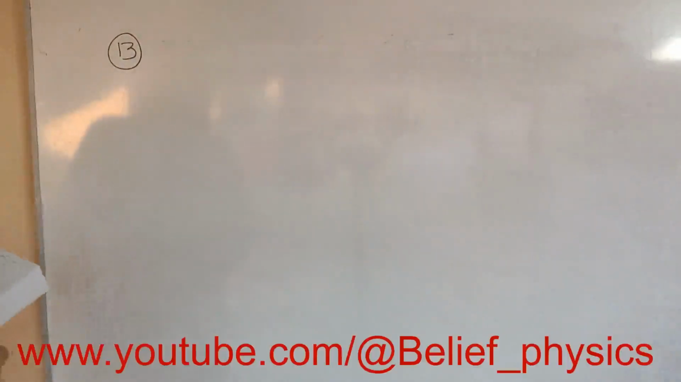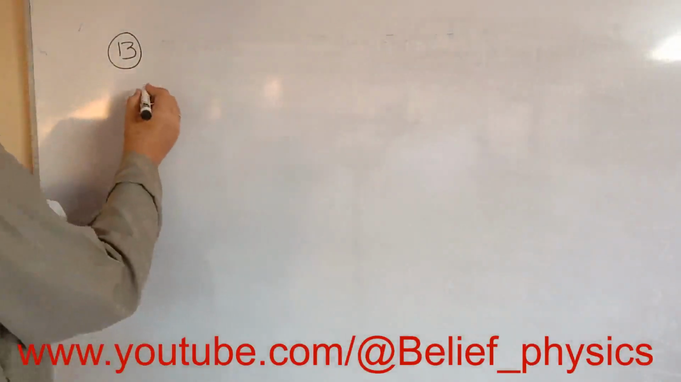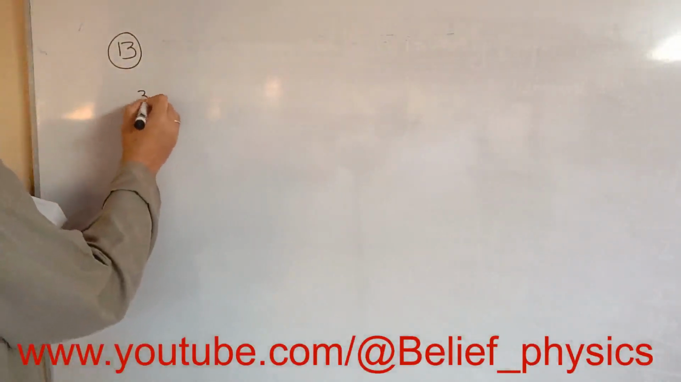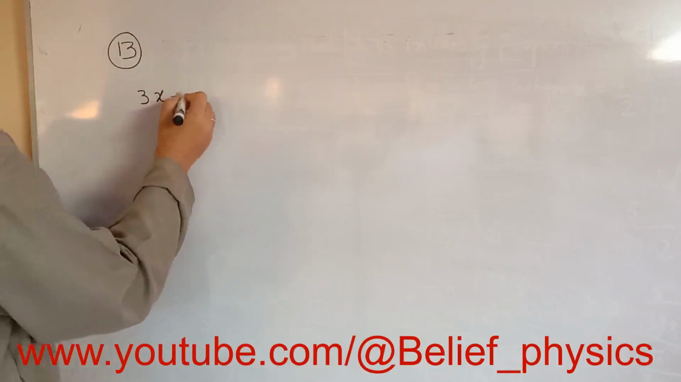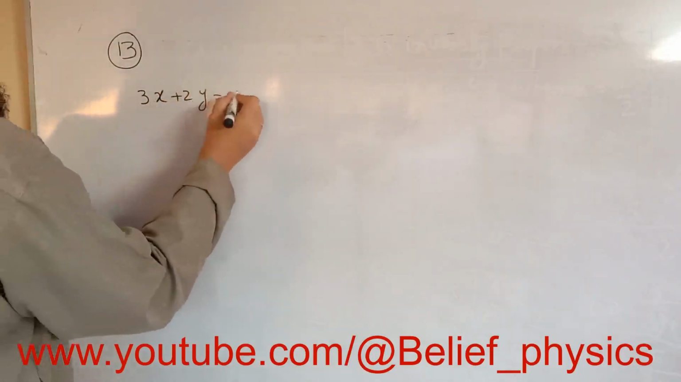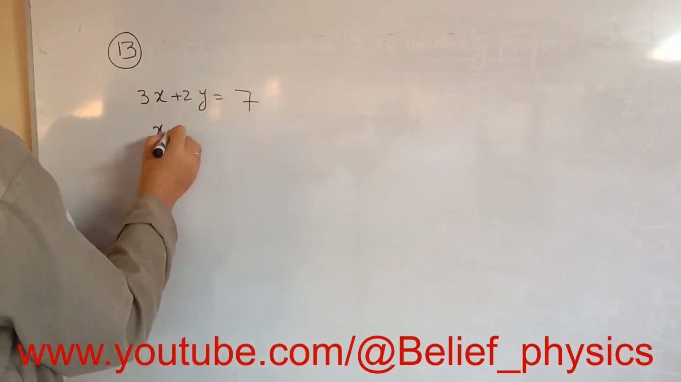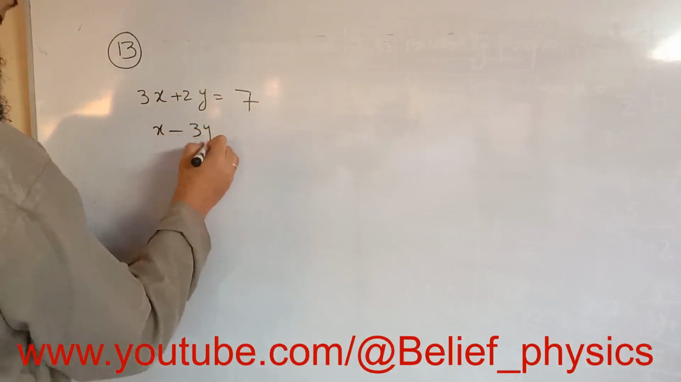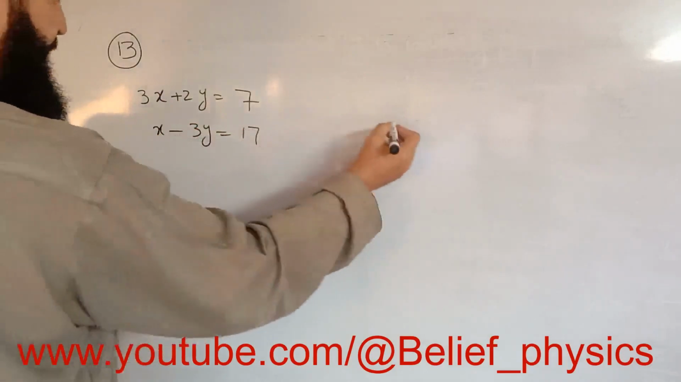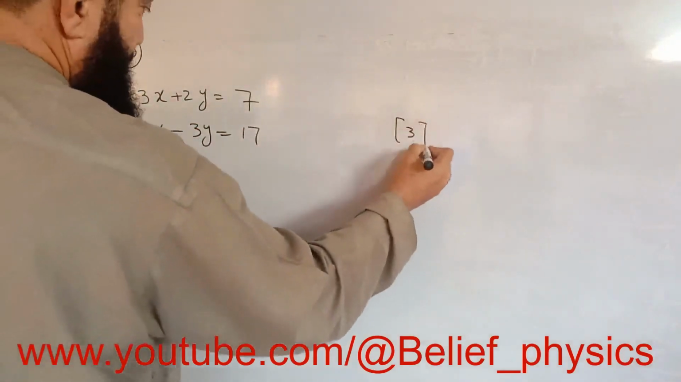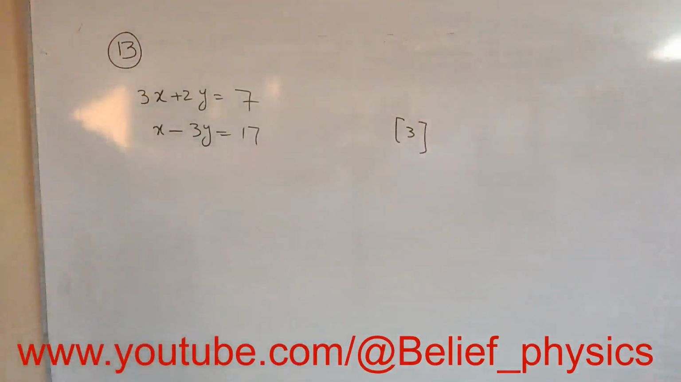Question number 13 is about the solution of equations and simultaneous equations. We have two linear equations, 3x plus 2y is equal to 7 and x minus 3y is equal to 17, and this carries 3 marks. So these two linear equations we have to solve simultaneously.